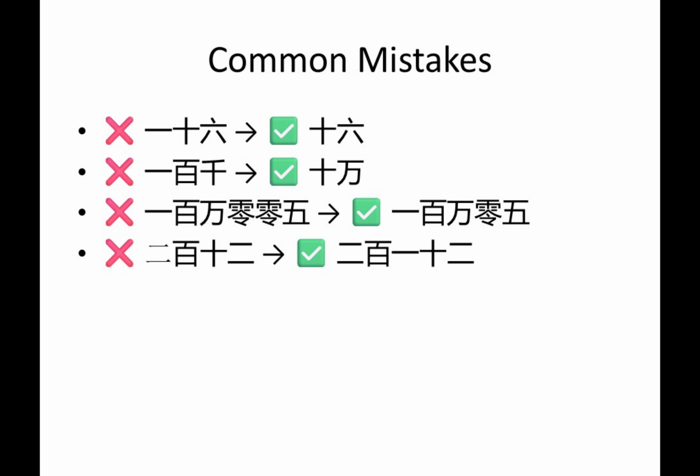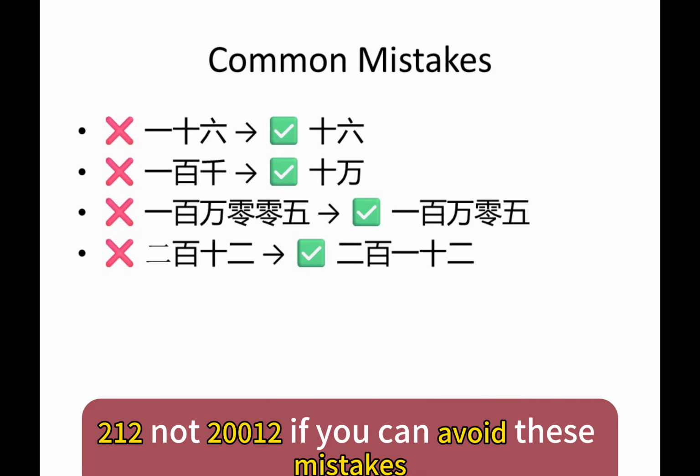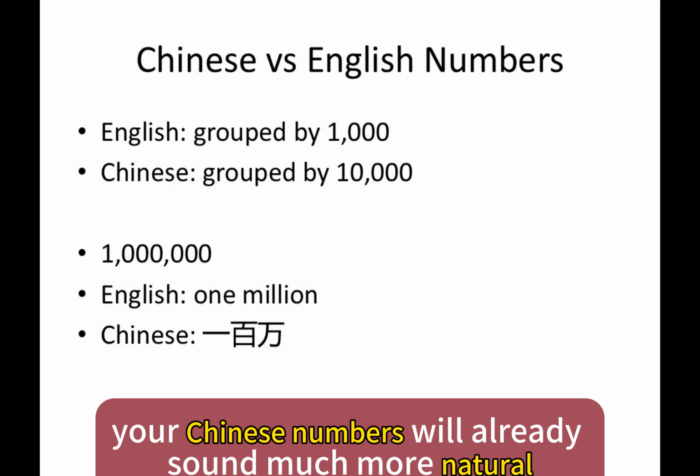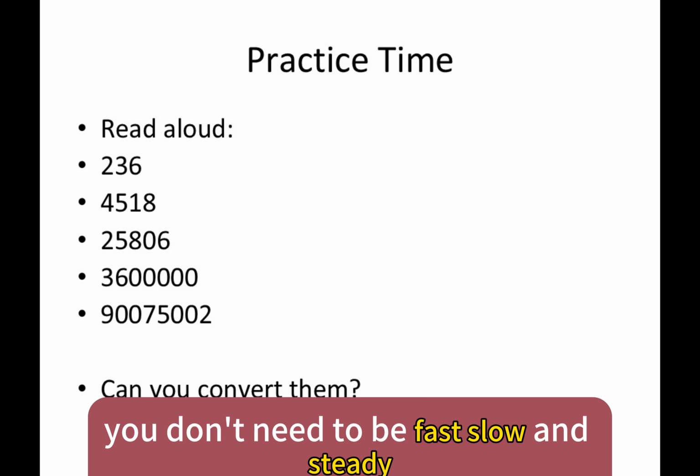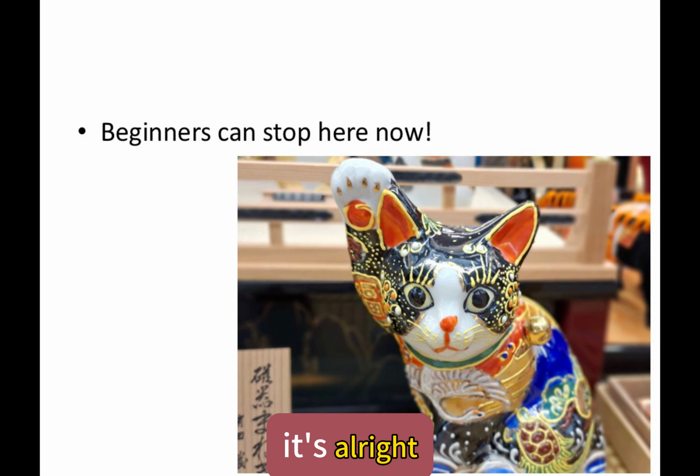100,005, not 100,005. 212, not 212. If you can avoid these mistakes, your Chinese numbers will already sound much more natural. Here are some practice. Can you read them in Chinese? You don't need to be fast. Slow and steady. It's all right.